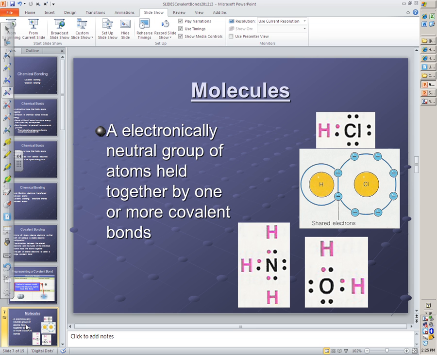Because the idea behind the molecule, right, is the covalent bond part. Okay? Only nonmetals are going to be held together by covalent bonds. So if I see a group of atoms that just has nonmetals in it, I know it's a molecule. Good there? Point. Sarah?